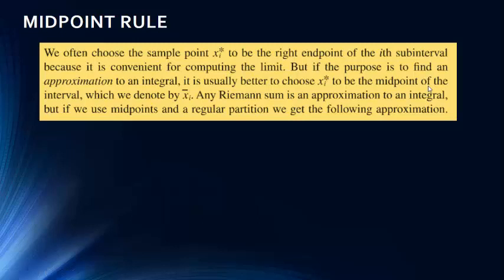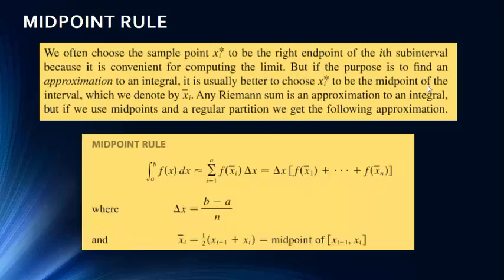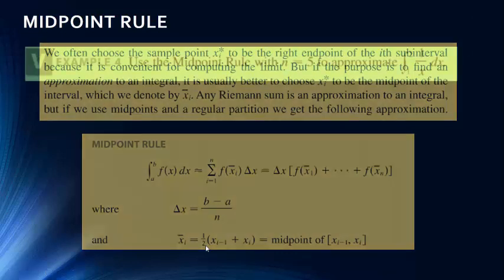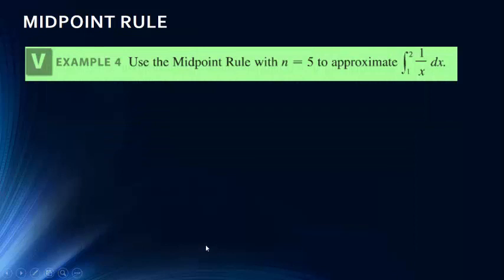This makes sense because if you always use the right endpoint and the curve is going up, then you're going to have over or under estimates, etc. If you pick the middle point, in general, you're going to have better estimates. All we have to do is look at each interval and divide by 2 to find the midpoint. Okay?